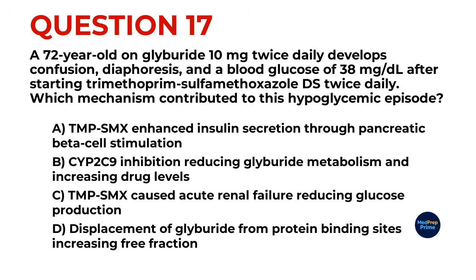A 72-year-old on glyburide 10 mg twice daily develops confusion, diaphoresis, and a blood glucose of 38 mg per deciliter after starting trimethoprim sulfamethoxazole DS twice daily. Which mechanism contributed to this hypoglycemic episode? Option A. TMP-SMX enhanced insulin secretion through pancreatic beta cell stimulation. Option B. CYP2C9 inhibition, reducing glyburide metabolism and increasing drug levels. Option C. TMP-SMX caused acute renal failure, reducing glucose production. Option D. Displacement of glyburide from protein binding sites, increasing free fraction.